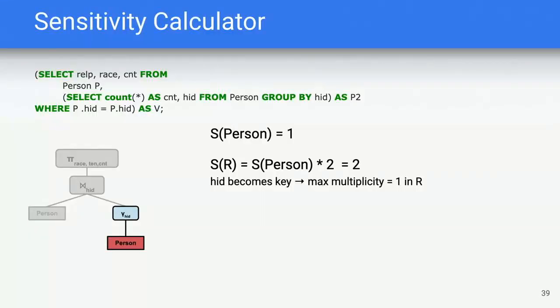Okay. So let's see how the algorithm would work. And my primary private relation is person here. Okay. So first, it would go and mark the sensitivity of its person relation as 1, because they're the primary private relations. And now the sensitivity on them is 1. I had to remove a tuple on them. Okay. Then to compute the group by, we double the sensitivity that was underneath the group by, and we get 2. Okay. At the same time, HID, where we do the group by on, now becomes a key for relation R. Okay, so there is a relation R after the group by, and now for that relation, HID becomes a key. Okay.